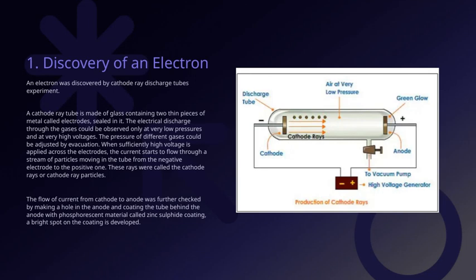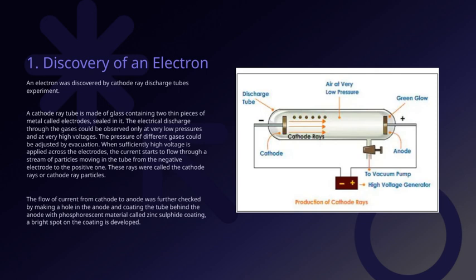Let's take a closer look at how we confirmed the flow of current in a cathode ray tube. To do this, we made a small hole in the anode and coated the back of the tube with a phosphorescent material called zinc sulfide. When the cathode rays hit this coating, a bright spot appears, helping us visualize the path of the rays.